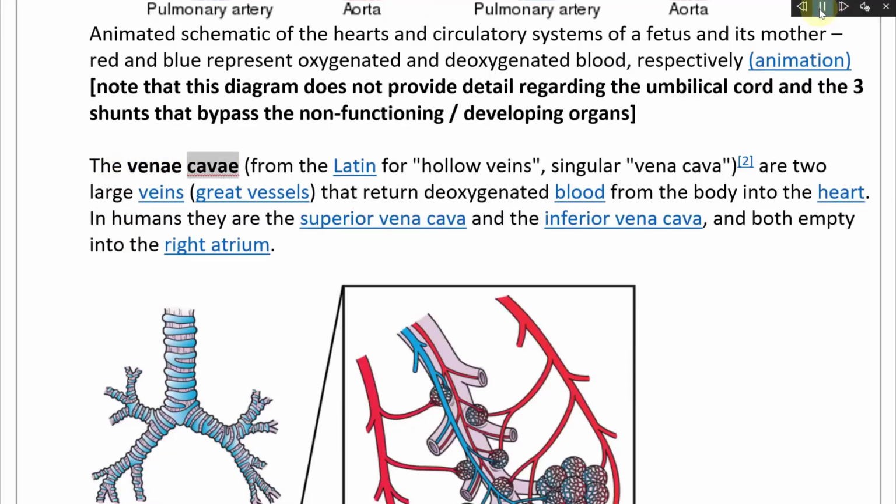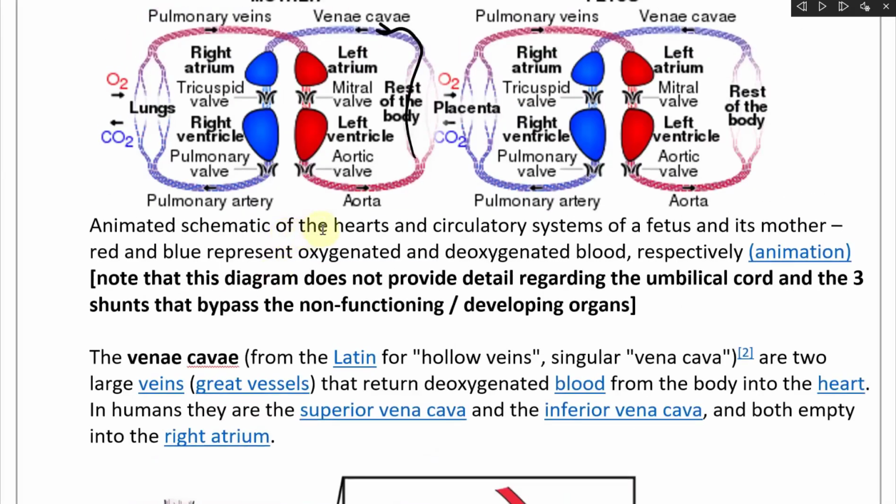Vena cava, from the Latin for "hollow veins"; the singular is vena cava. They are two large veins, the great vessels that return deoxygenated blood from the body into the heart. In humans, they are the superior vena cava and inferior vena cava, and both empty into the right atrium.